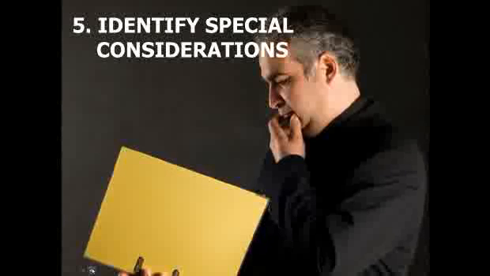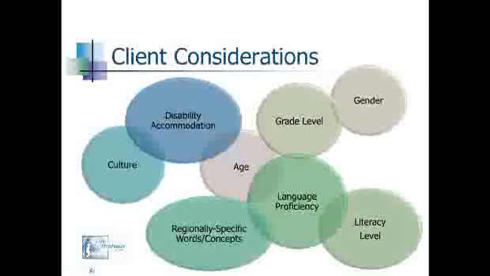Tip or strategy number 5 is identify your special considerations. One of the things to do is look at the considerations from your client's perspective. So you need to think about disability accommodation. Are you giving an assessment to a client that is perhaps disabled in some way, perhaps has a visual disability? Can the client even really see the assessment? If it's an online assessment, can you zoom the screen to make sure that the client doesn't have any problem seeing the assessment? We've talked about culture.